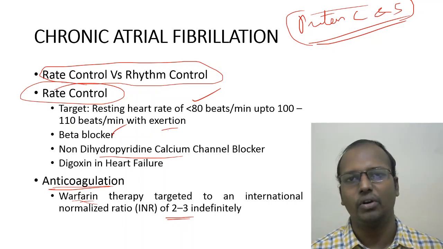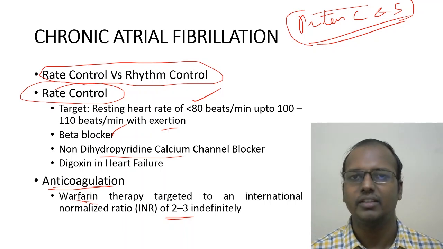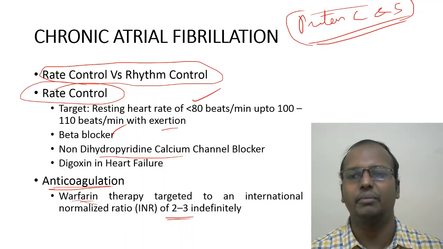Then once the INR reaches more than 2, you can stop the heparin. Understood? This is called bridging therapy. Very, very important, bridging therapy. Fine, there are a lot of newer anticoagulants.